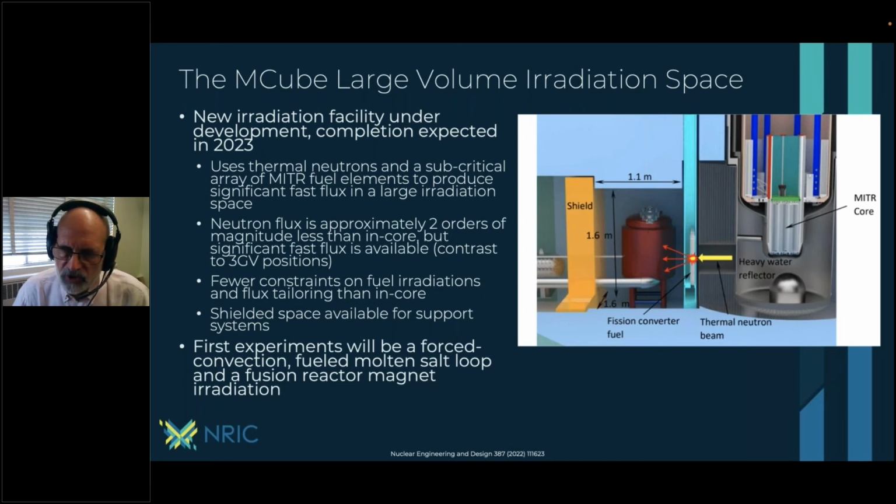Right now, the first experiment slated to go in there will be a fuel molten salt loop. Again, something that we are not allowed to run in core, but which we'll be able to run in this space. And we have the former medical room where the patients were for the BNCT system is available as a large shielded space for any of the support systems that we need for these types of irradiations. We also have planned, after the molten salt, a fusion reactor magnet irradiation plan for that space. Next slide, please.